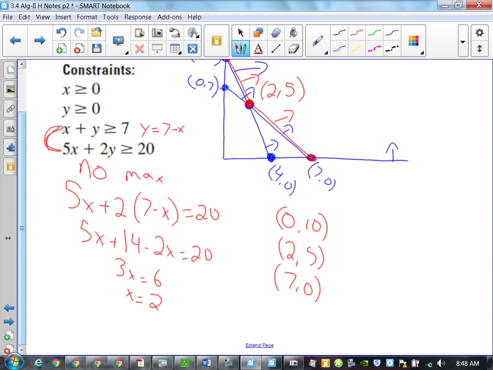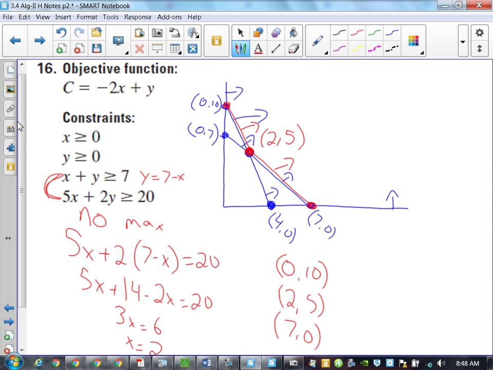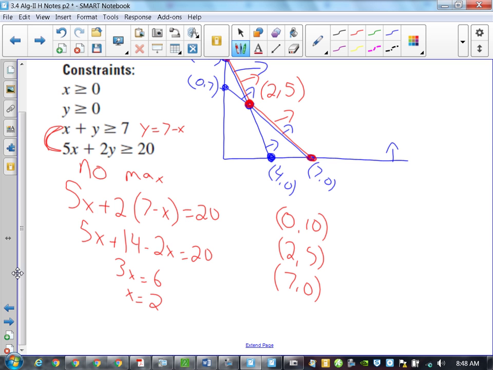Plug them into the objective function of negative 2x plus y. So this gives me 0 plus 10, negative 4 plus 5, and negative 14 plus 0. The minimum was at, excuse me, at 7, 0. That's it.